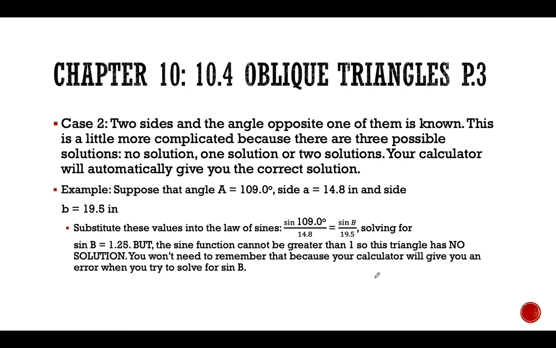Suppose that angle A equals 109 degrees, side A equals 14.8 inches, and side B equals 19.5 inches. We're going to substitute these values into the law of sines. Sine of 109.0 degrees divided by 14.8 equals sine of B divided by 19.5. Now we're going to solve for sine of B, and that equals 1.25. The sine function cannot be greater than 1, so this triangle has no solution. Your calculator will give you an error message because it can't solve a problem with a sine greater than 1.